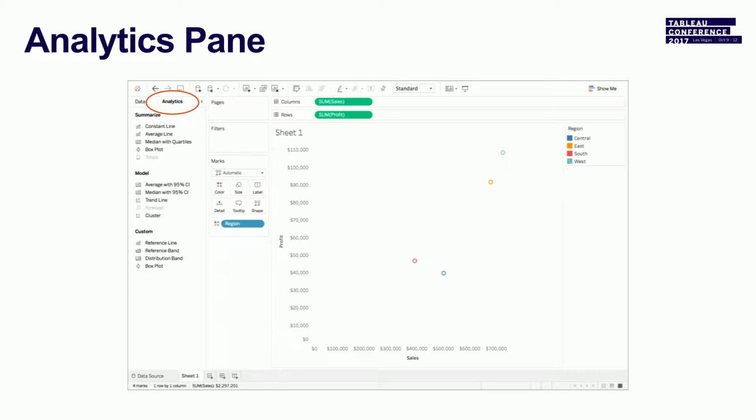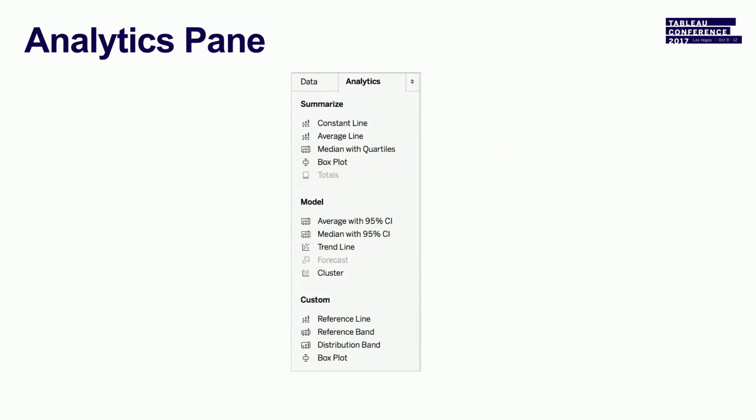So where's the analytics pane? It's right there in the upper left-hand corner. We click on it and zoom in a little bit. You can see that there are 3 sections. We will spend most of our time using the tools in the model section, as promised.